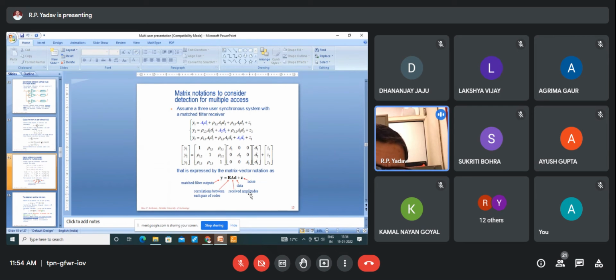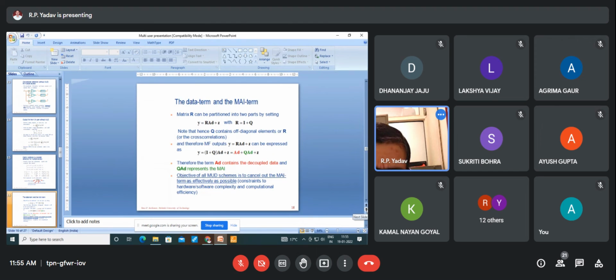A is the received amplitudes, because I am looking for a1, a2, a3, the corresponding components for y1. Then d is my data, the data that I'm looking for, corresponding to these three users, and z is my noise. The data term and the MAI term.